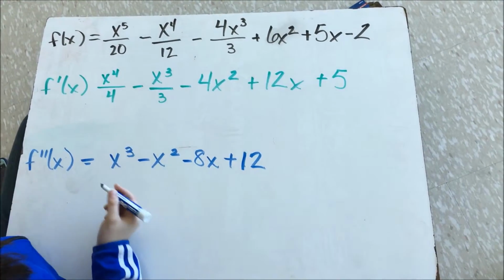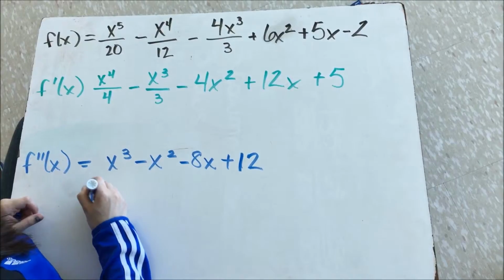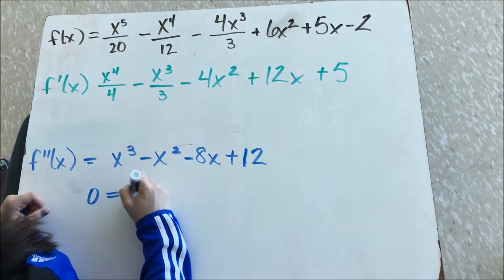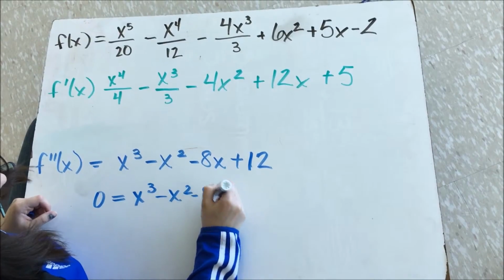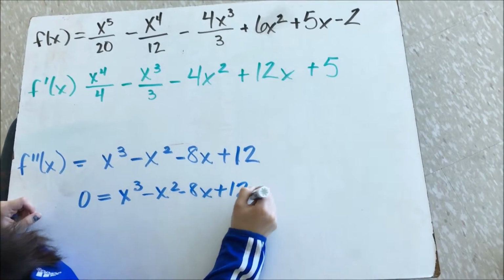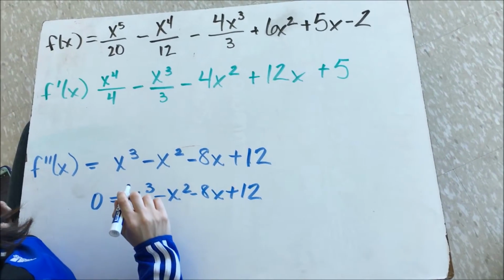For the second derivative, this will give us possible points of inflection for the function, as well as where the function is concave up and concave down. And for the first derivative, these points are possible minimum and maximum of the function.